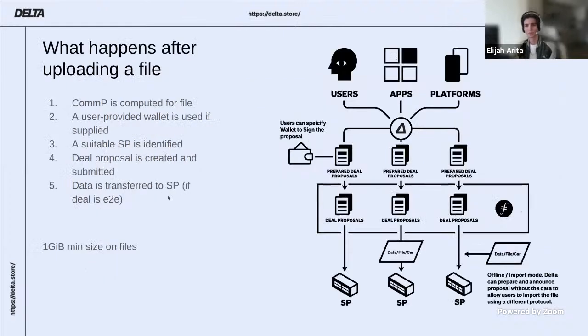So when you upload a file to Delta, the first thing that's going to be done is it's going to compute a CommP for your file. Then you have the option to provide a user-provided wallet. Otherwise, if you don't provide that, then the default wallet will be used for Delta. A suitable SP will be identified after that, and then a deal proposal will be created and submitted to that storage provider. Then the data will be transferred to the storage provider if the deal is end-to-end or online. If it's an offline deal, then we'll, of course, skip that step and you can handle it yourself.